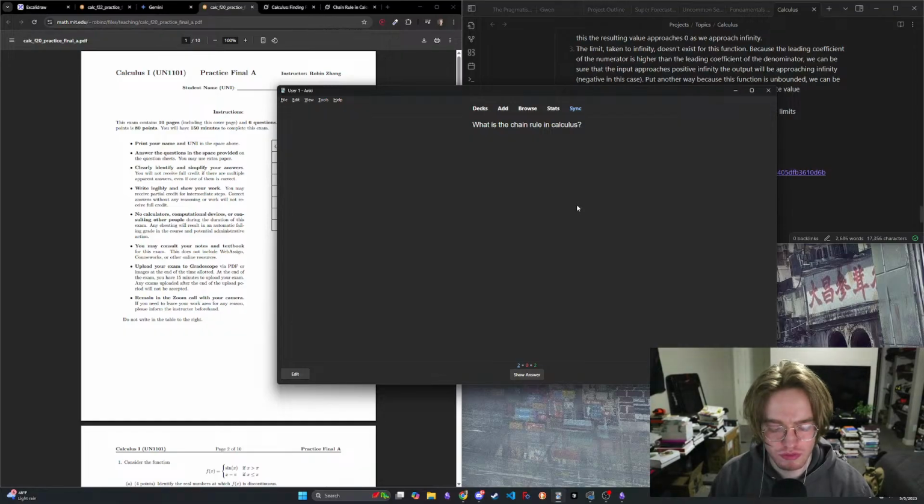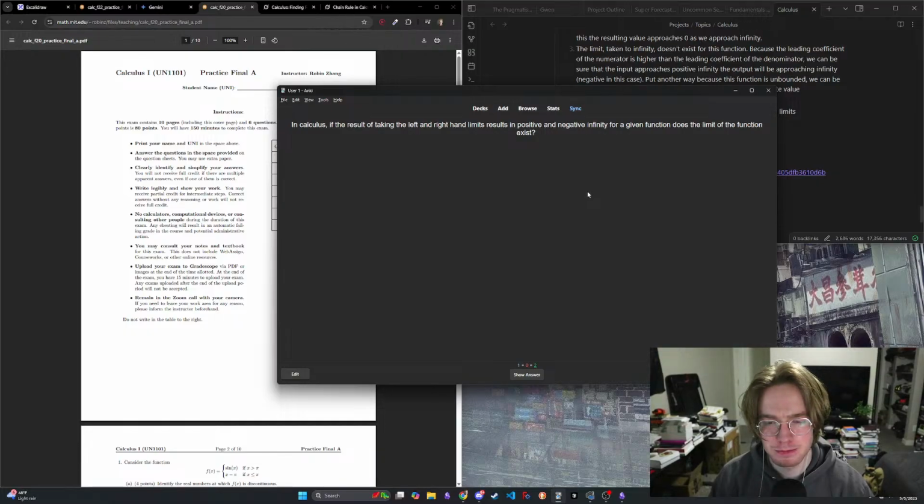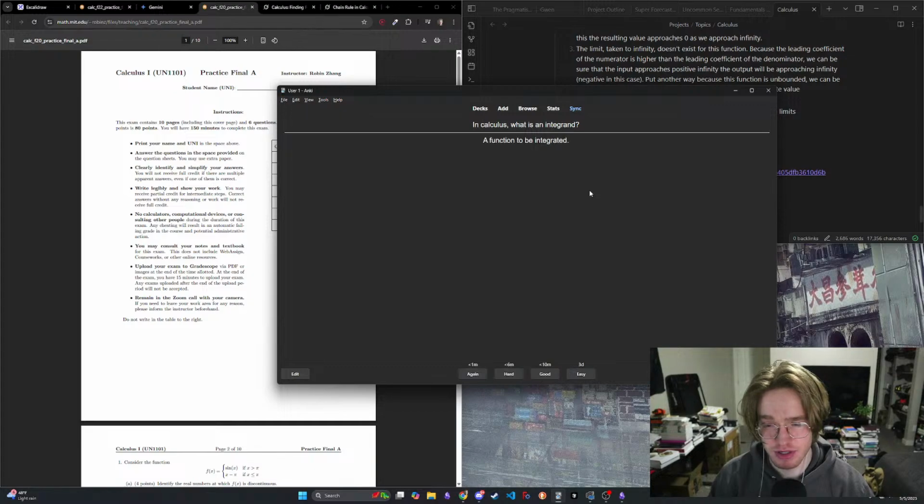This is a rule for dealing with composite functions, and to take the derivative of them. For a given f of g of x, it becomes f prime of g of x times g prime of x. No, it does not. The limit has to be equal, taken from the left and right sides. This is a function to be integrated.